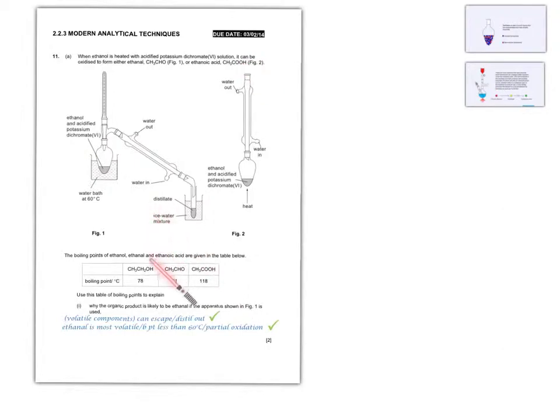We are also given the boiling points of three compounds: ethanol, which is a beginning material, the reagent, as well as one of the possible products, ethanal, which is 21 degrees, and ethanoic acid, which is 118. Just a quick reminder that ethanol has hydrogen bonding, therefore a relatively high boiling point. Ethanal has no hydrogen bonding, therefore a low boiling point, and ethanoic acid has the most hydrogen bonding, and therefore it has the highest boiling point of 118 degrees centigrade.